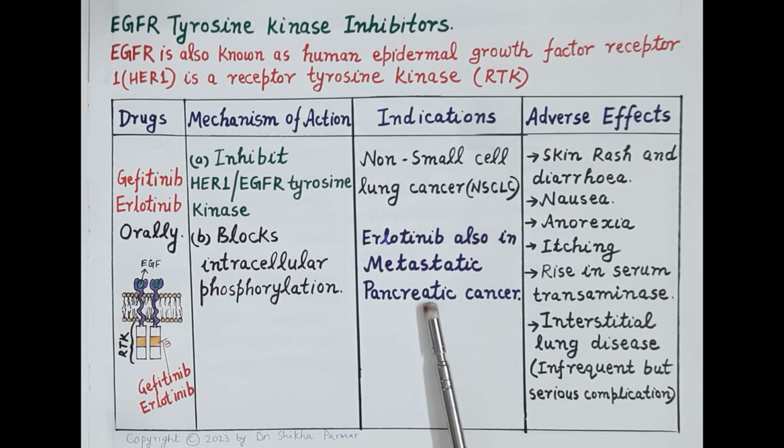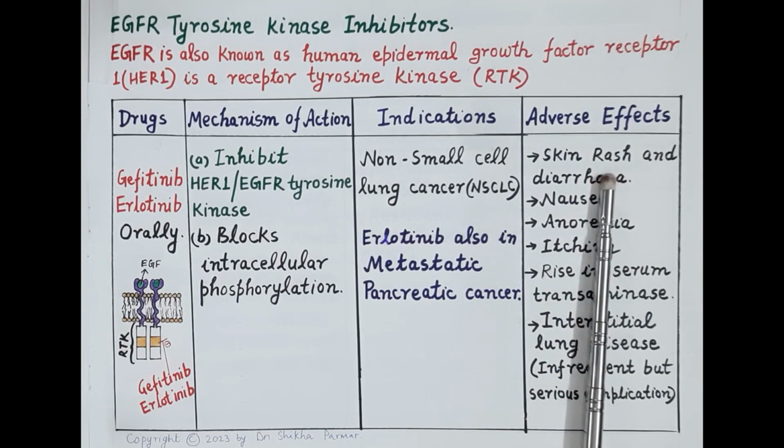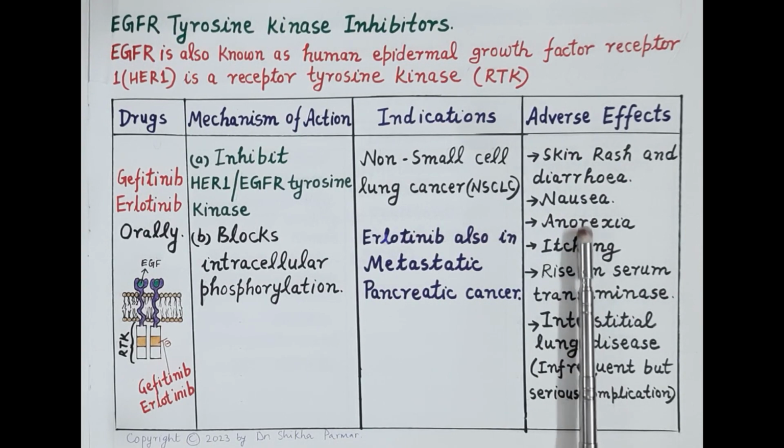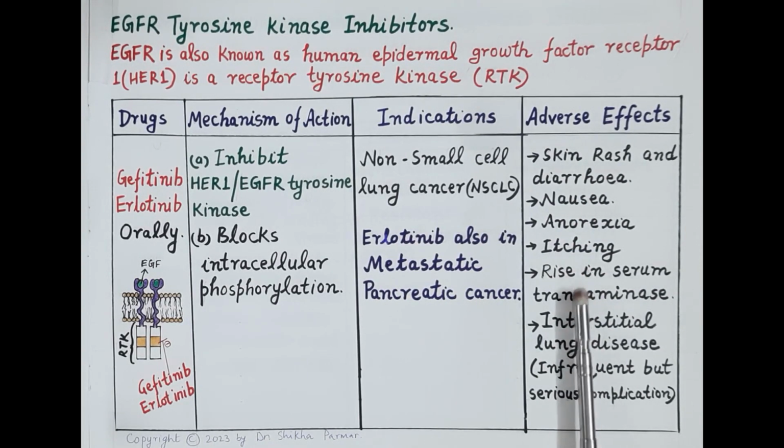Now, the most common adverse effects of gefitinib are skin rash and diarrhea. Other adverse effects are nausea, anorexia, itching, and rise in serum transaminases. Then interstitial lung disease occurs infrequently and it is a serious complication. So, this is the pharmacology of gefitinib.